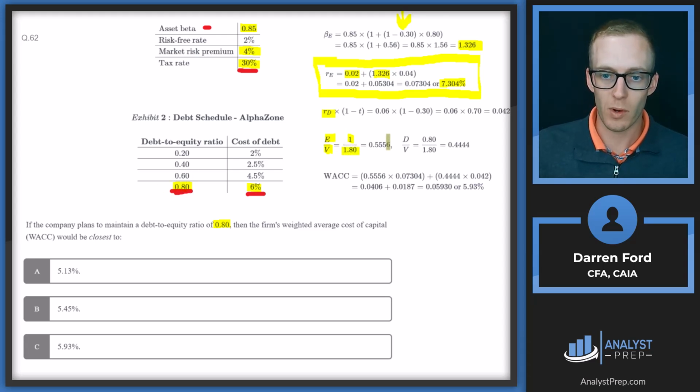So we've got 1 over 1.8 to get our equity value, and then you can just do 1 minus this value to get your debt, or you could do 0.8 over 1.8. Either works. Then these are going to get applied down here to our final weighted average cost of capital calculation. We take this weighting, multiply it by our cost of equity, which we calculated up here. Then we're going to add that to our debt weighting, multiplied by the after-tax debt cost, which was calculated up here. And that gets worked through, and we get 5.93%.